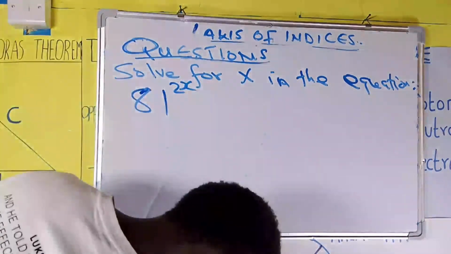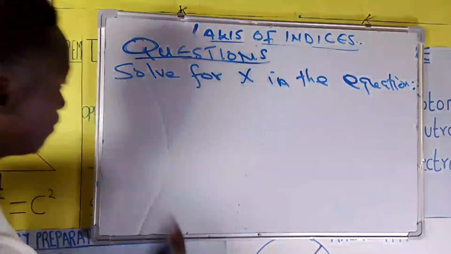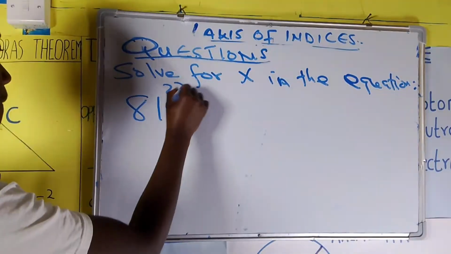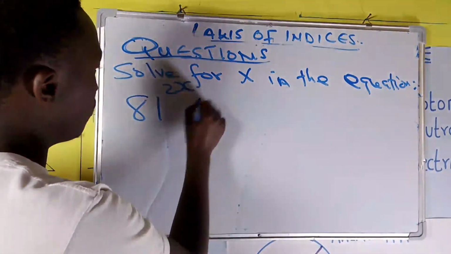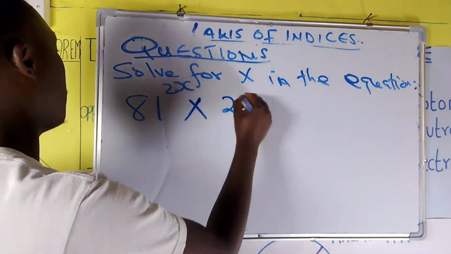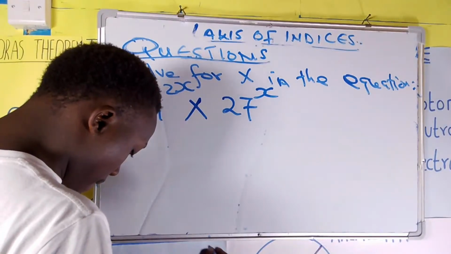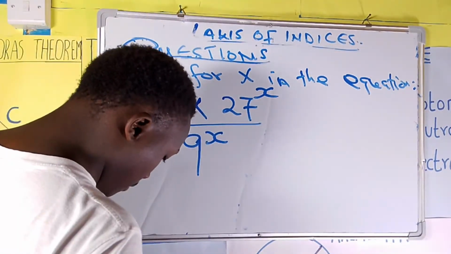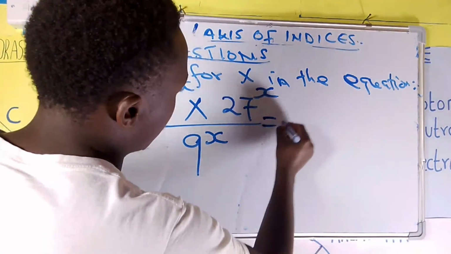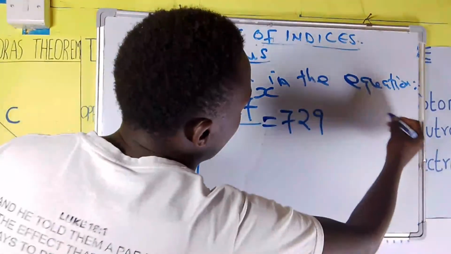Solve for x in the equation: 81 to power 2x times 27 to power x over 9 to power x is equal to 729. 3 marks.